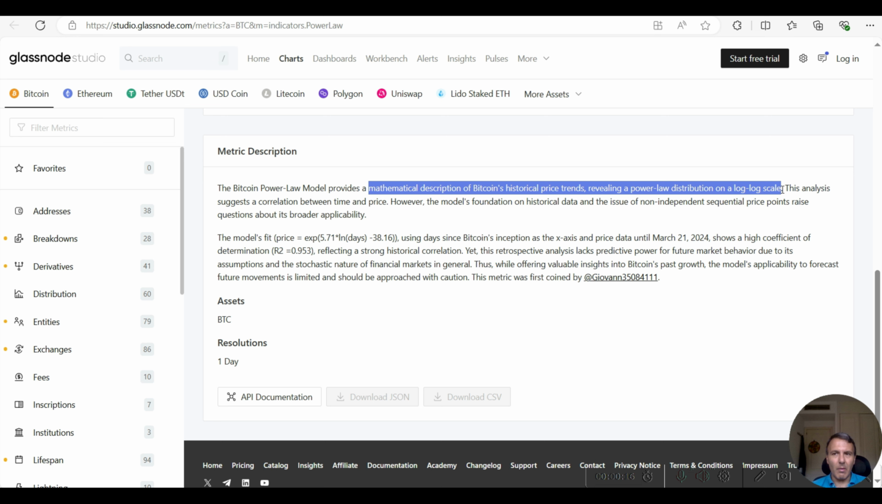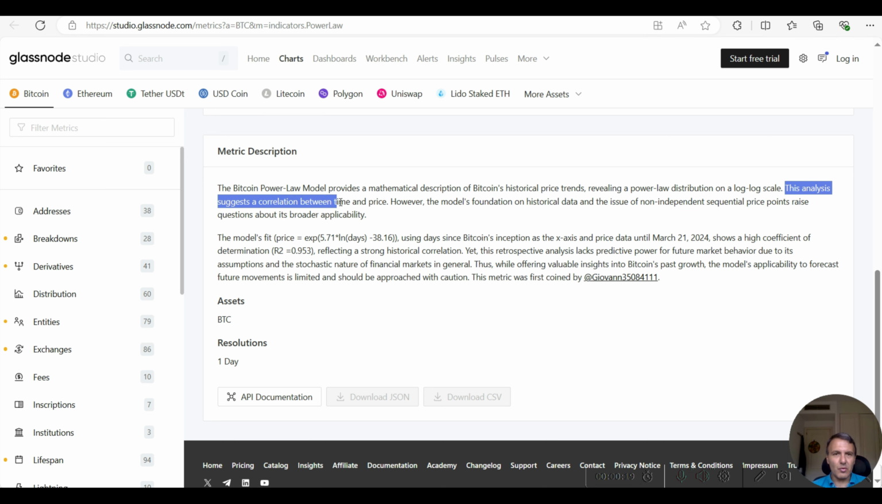Okay, just want to give you a formal description. What is a Bitcoin power law model? It's none other than a mathematical description of Bitcoin's historical price trends, revealing a power law distribution on a log-log scale. This analysis suggests a correlation between time and price. Given that Bitcoin has been in existence since 2009, this mathematical model is based on the historical data of 15 years, and as it says, predicts the distribution correlation between time and price. So that's a formal description.